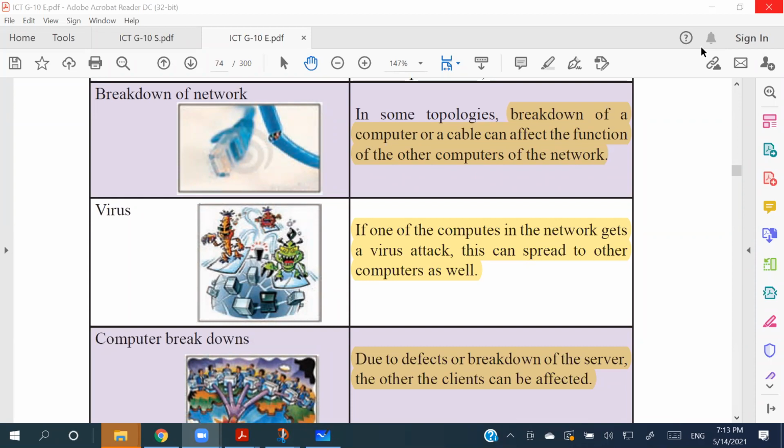So it's better you show it to someone. If you can recognize whether there is a virus attack or not, right?